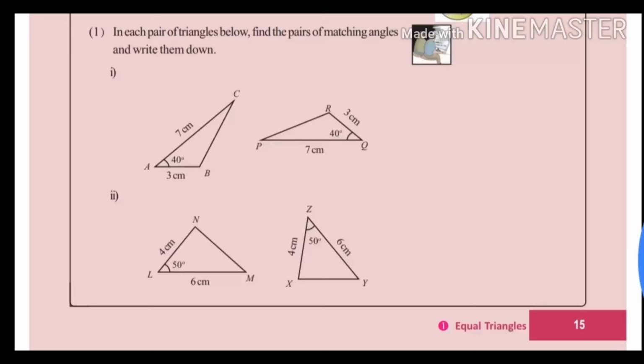Here is your question. In each pair of triangles below, find the pair of matching angles and write them down. Here, two sub-questions are there. In each sub-question, two figures, the same like the first activity. Okay, only method is different. Here, in the first sub-question, two figures are given, triangle ABC and triangle PQR. You have to check which all are the equal angles here. Okay, compare these two figures and write which all are the equal angles. One angle is given, that is 40-degree angle is given.